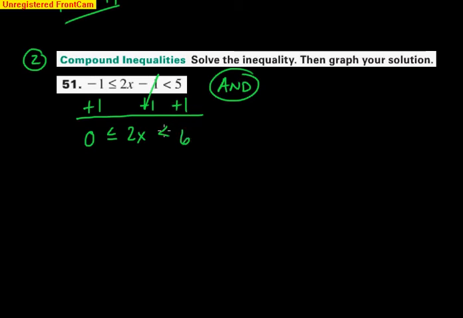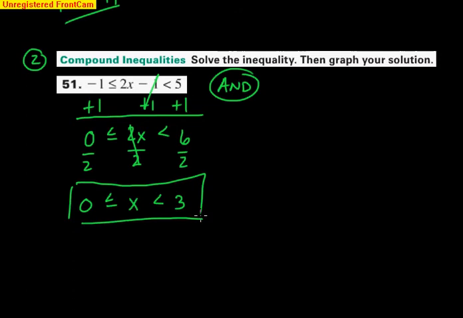Okay. And now to get x alone in the center, the next step would be divide by 2. If I do it once in the middle, I do it once on the left and once on the right. 0 divided by 2 is still 0. Less than or equal to does not change. You're not dividing by a negative. The 2's cancel in the middle. I get x, which is what I want. The less than does not change because I'm not dividing by a negative. And 6 divided by 2 is 3. There is your compound inequality simplified, right?